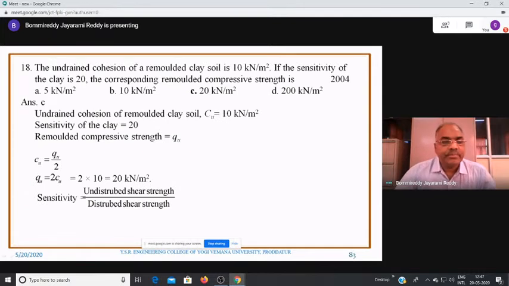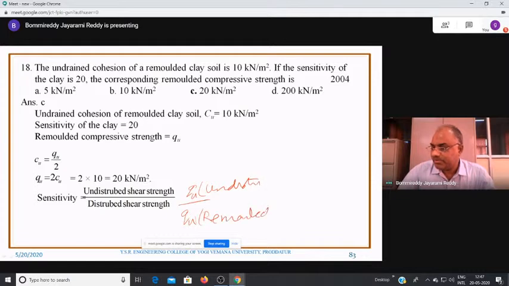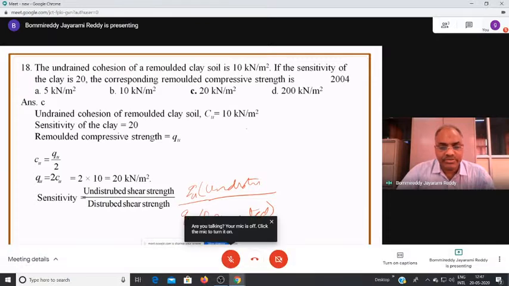I'll deal with it. The unconfined compressive strength of a remolded clay is 10. Already you know from the earlier chapter, sensitivity is nothing but qu of the undisturbed sample divided by qu of the remolded sample. So this is the sensitivity formula, which you have seen earlier. In the problem it is given that the sensitivity of the clay is 20, and we need the corresponding remolded compressive strength.